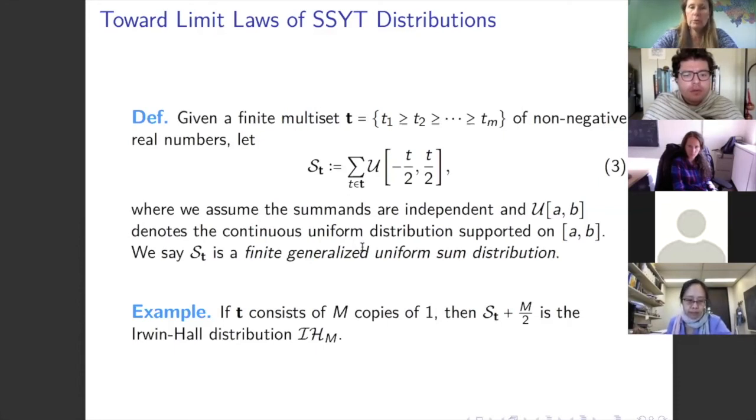And I claim actually all of them come up in our work in limiting distributions of these generalized hook length formulas, but not all of them come up with semi-standard Young tableaux. So I want to describe the ones that come up with semi-standard Young tableaux as a special case. You see how these do generalize the Irwin-Halls, right? If you just take the numbers 1, 1, 1, 1, 1, you get something that's almost the Irwin-Hall distribution, just it won't have the same mean.